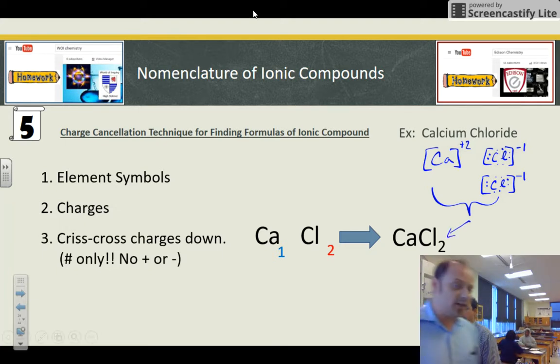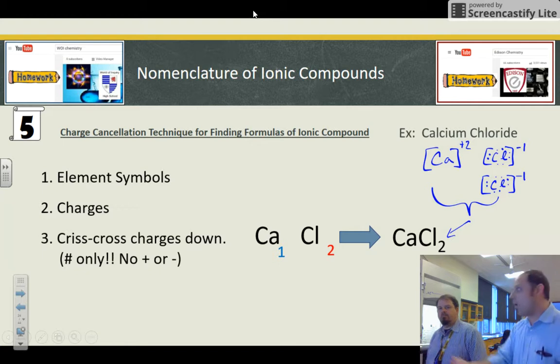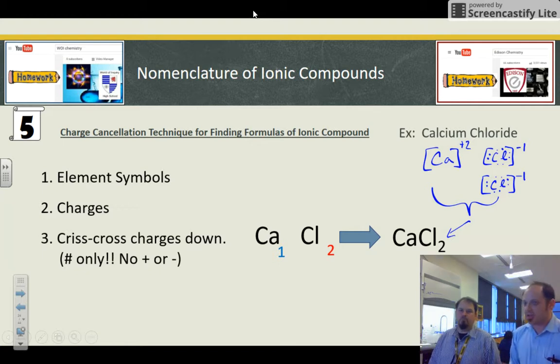While Mr. Milks was explaining that, I drew exactly how I would do it. That's not the crisscross drop down technique, but it is a charge cancellation technique. It's actually the draw out and count. I've got 1 Ca and 2 Cls. That's how I get to the same exact answer.